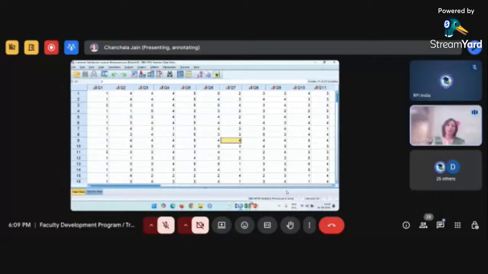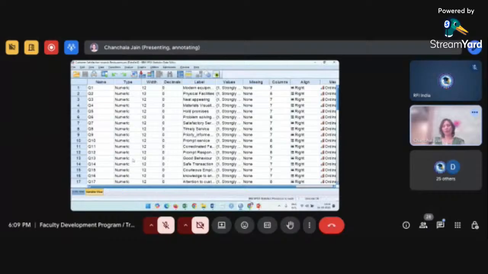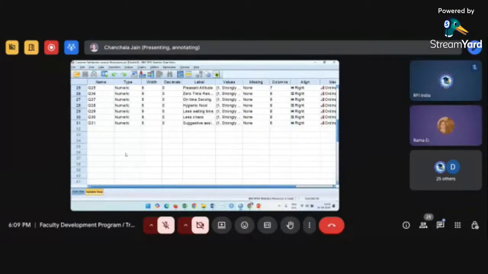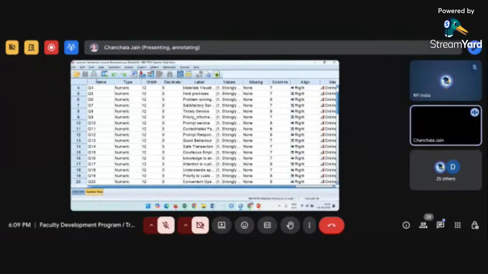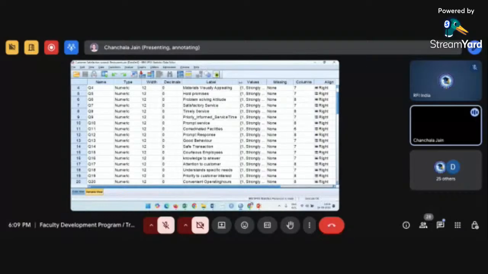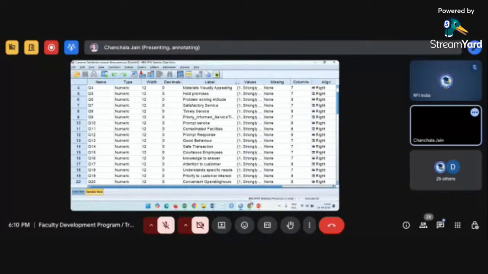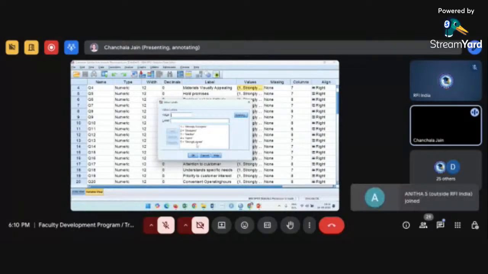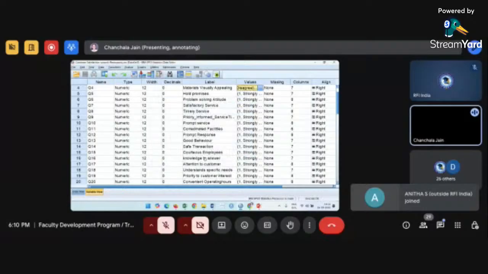You can see there are a total of 31 statements. I hope my variable view file is visible to everyone. There are 31 statements listed here, which are related to the satisfaction of the customers for the restaurants, right? The labels are also given here, which can help you understand what these statements are related to. Then values are also defined here. You can see 1 for strongly disagree and 5 for strongly agree. That means it is a 5-point Likert scale, right?